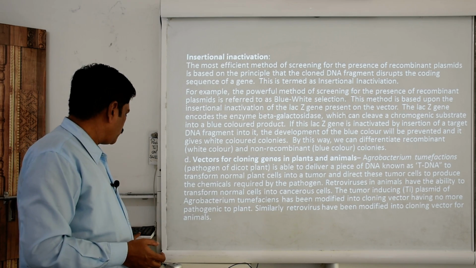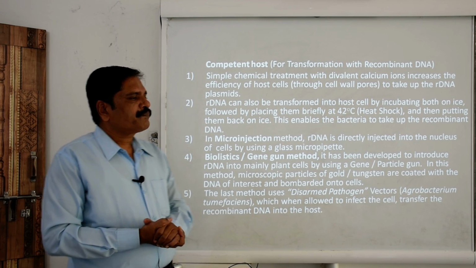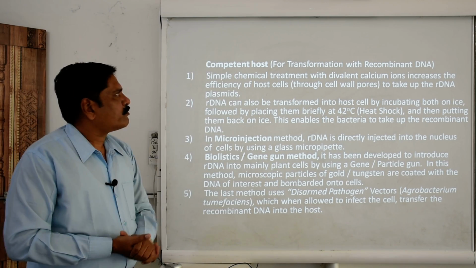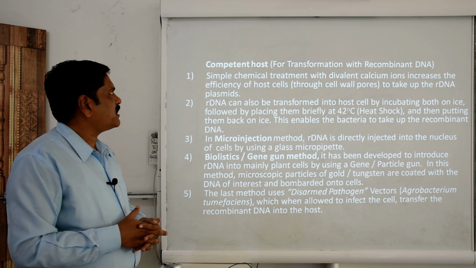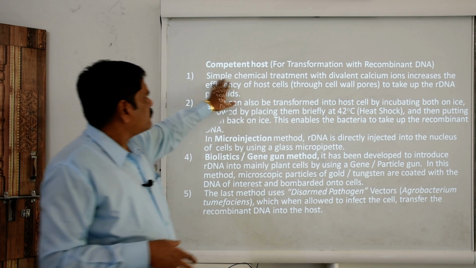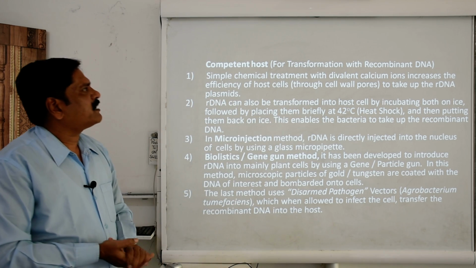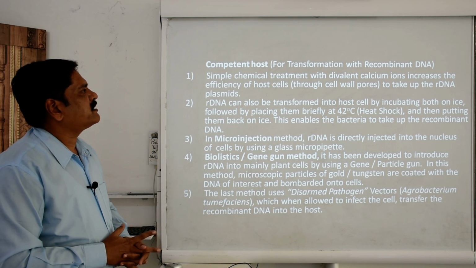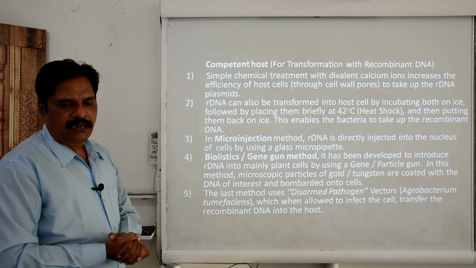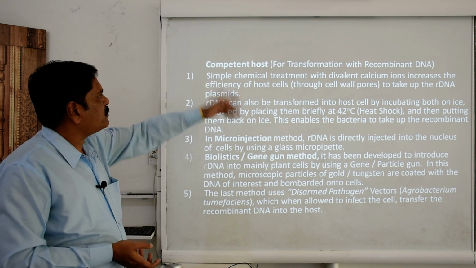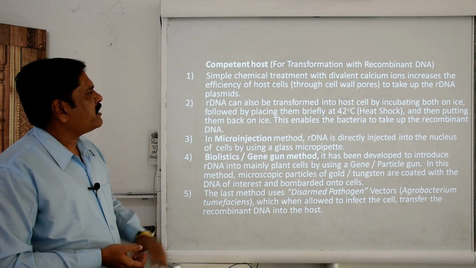So these are the good option for this one thing. Then this competent host. What is this competent host? For the transformation of the recombinant DNA. Okay, so first of all, the simple chemical treatment with the divalent calcium ions increases the efficiency of the host cell to take up the DNA plasmid. So first of all you need to treat them with the divalent calcium ion.